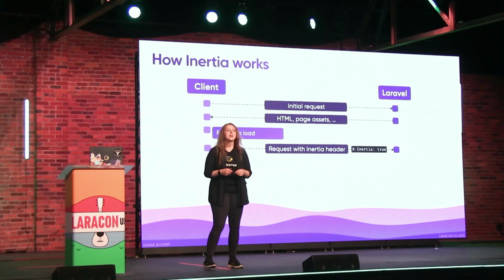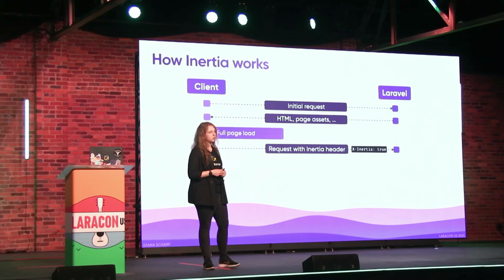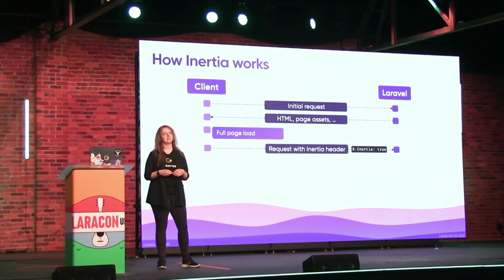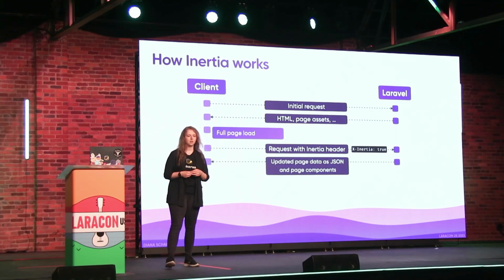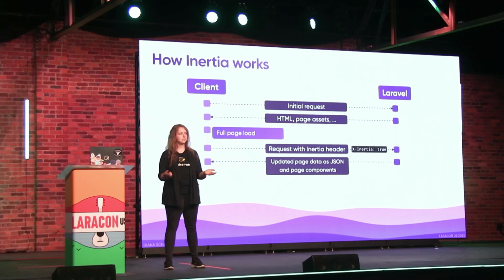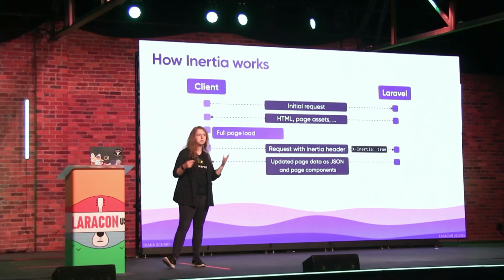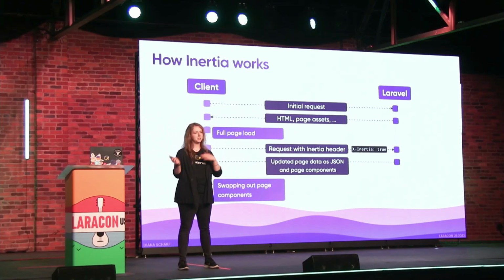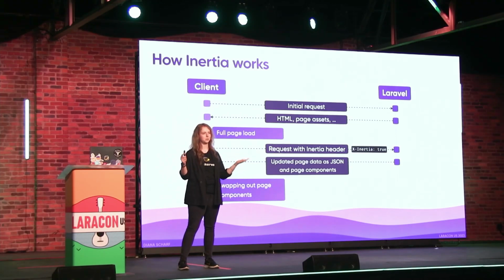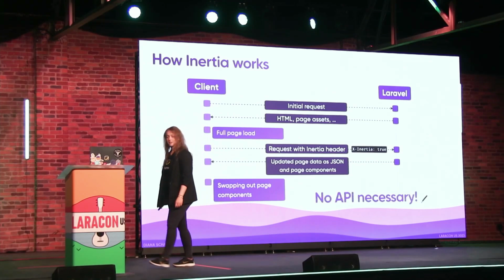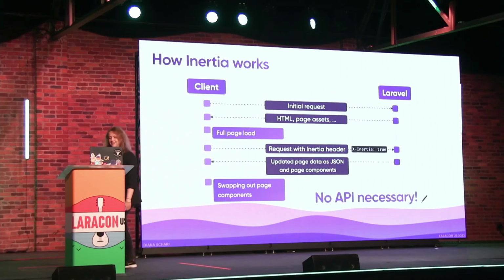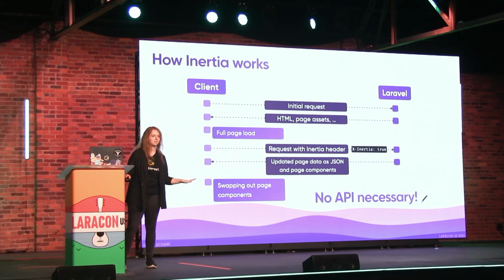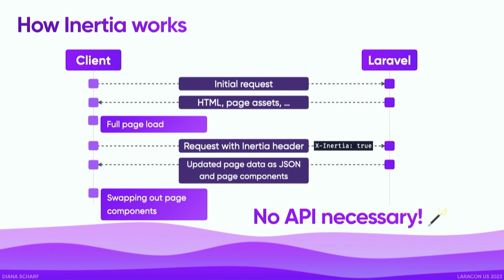After that, sorry, Inertia can intercept your requests to tell the server in the back end that this is an Inertia request and it needs to handle this one a little differently. In this case, it will just send down the updated page data as JSON and maybe some new page components, some new view components. Inertia in the front end then just swaps out those page components, and this is where the sleek feeling of an SPA comes from. You don't even need an API, by the way. It's nice. But to be honest, I love APIs. I'm pro API, but not in this context.